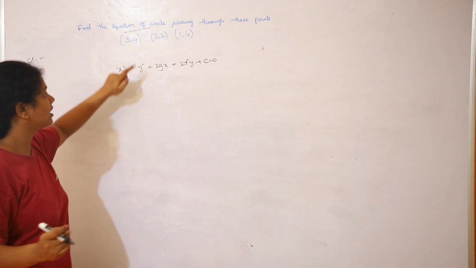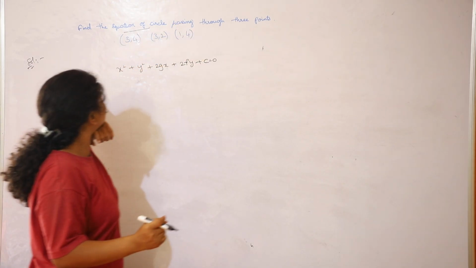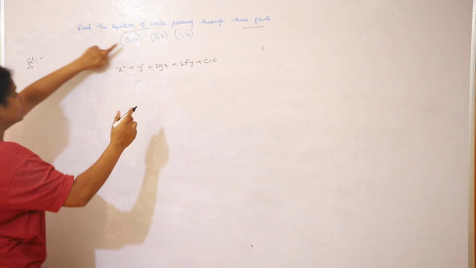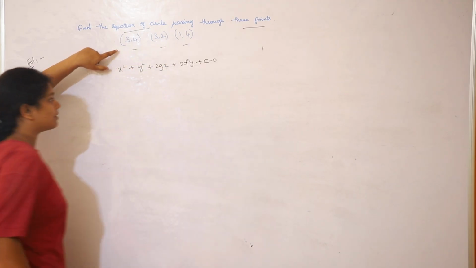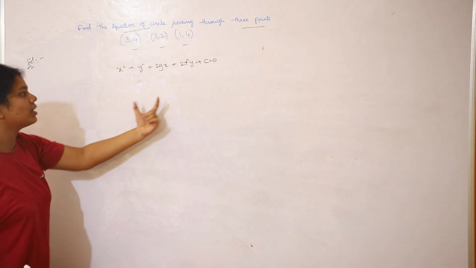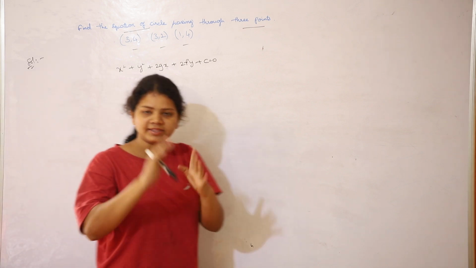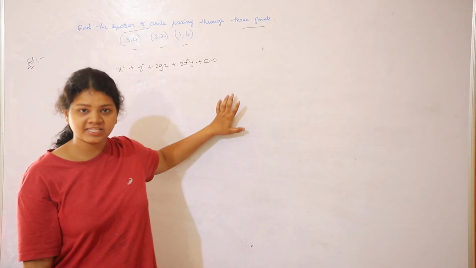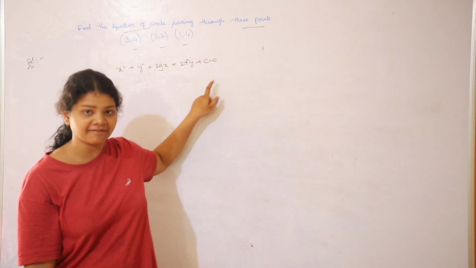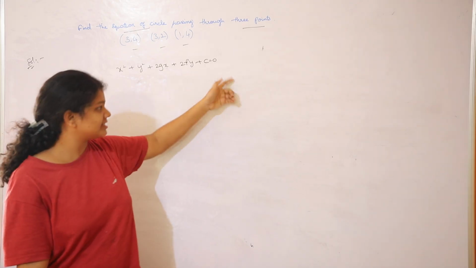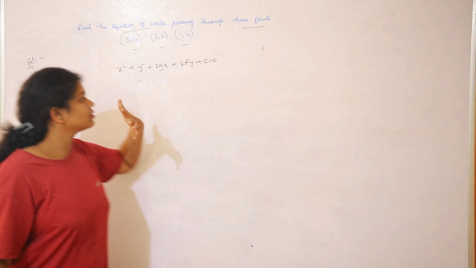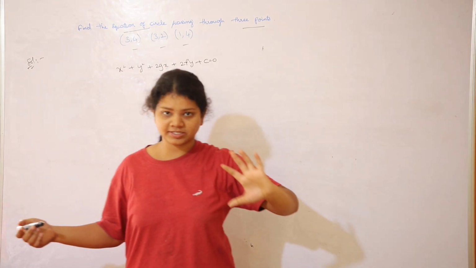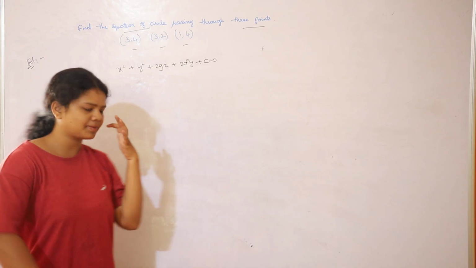Now they're asking to find the equation of circle passing through 3 points. They already mentioned the 3 points: (3, 4), (3, 2) and (1, 4). But guys, the main thing is to find the g value, f value and c value from this given general equation. Then you substitute those g, f and c values in this given general equation. I will be doing the process and immediately you will be getting the answer.